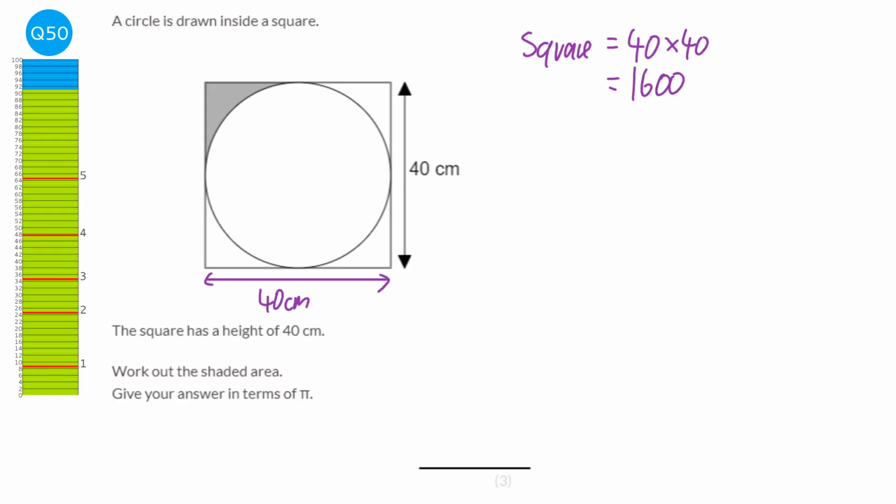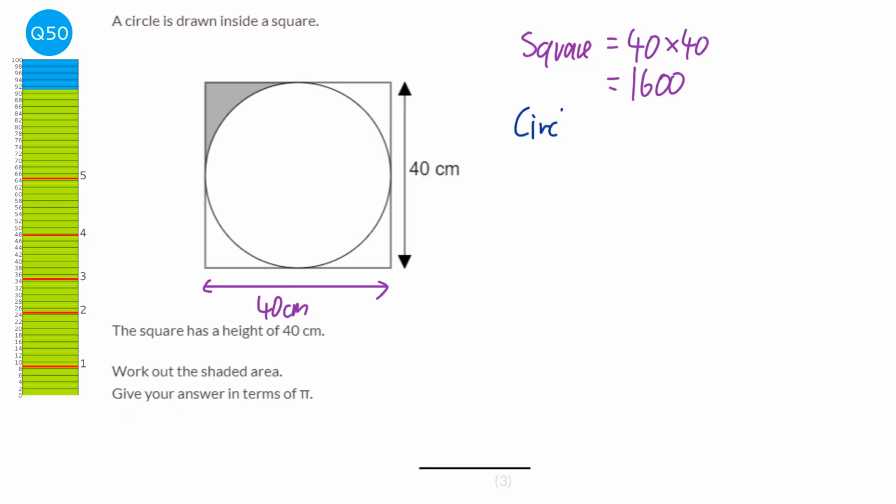The next thing we're going to do is work out the area of the circle, but to do that we need to work out what the diameter of the circle is, and if you notice that the diameter of the circle is just 40 centimeters. It's the same as the width of the square, or height of the square. So if the diameter is 40, the radius would be 20.